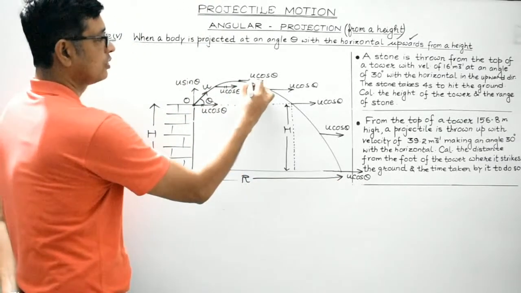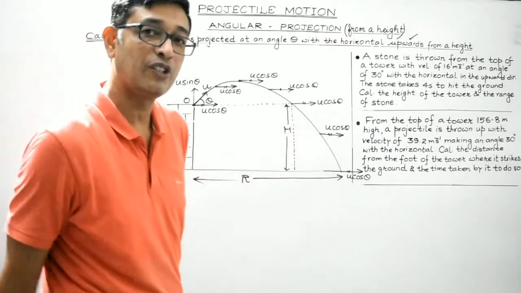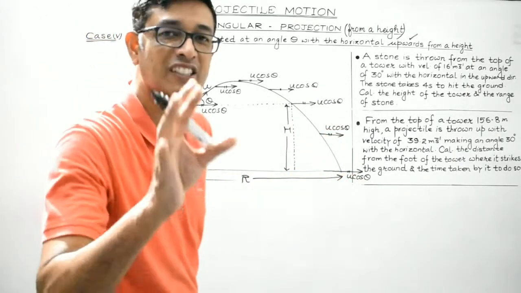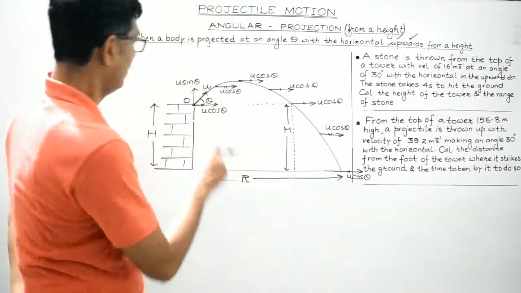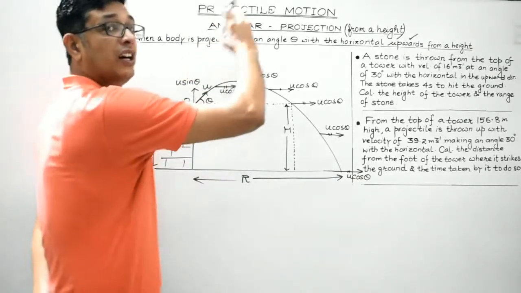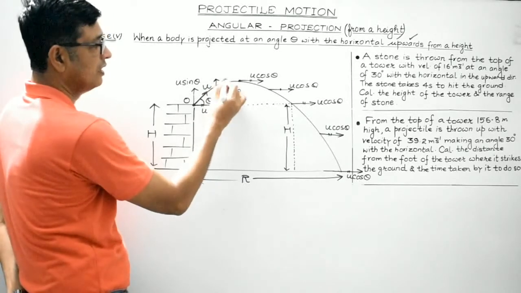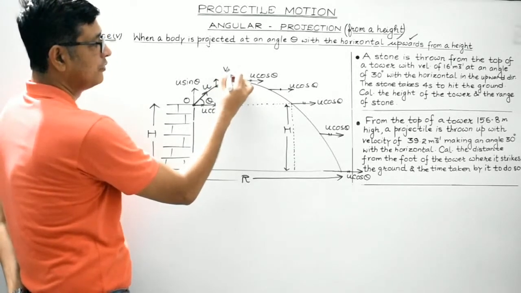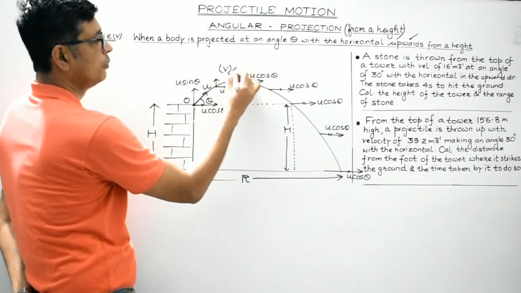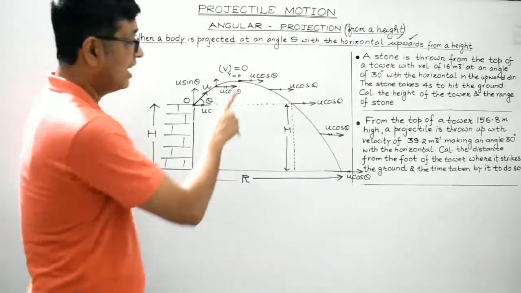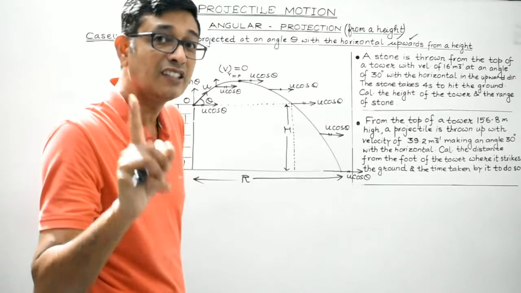All these arrows must be of equal lengths, indicating that the horizontal component of velocity of a projectile remains constant since acceleration along the horizontal direction is 0. Now the vertical component: initially it is moving upwards, so its magnitude will keep on decreasing. At the highest point, the vertical component of velocity of the projectile is 0.